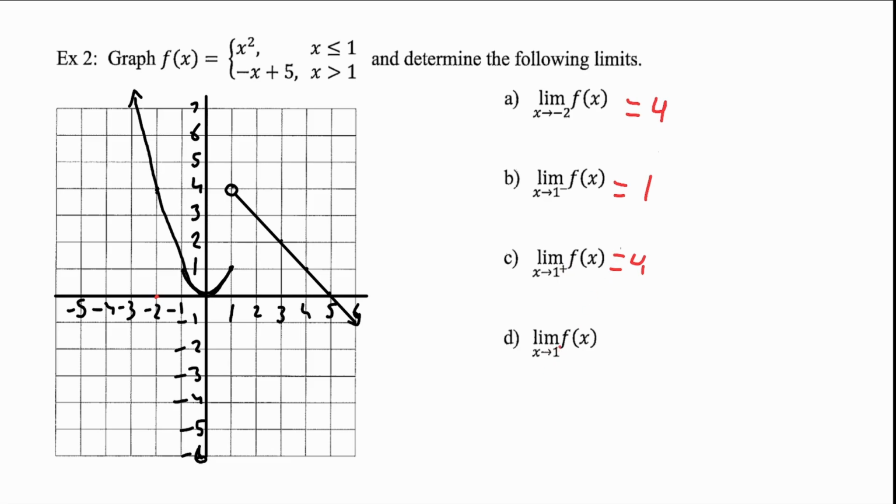Now we're asked to approach 1 from both sides. And so when we approach 1 from the right side, it's equal to 4. And when we approach 1 from the left side, it's equal to 1. And 1 is not equal to 4. So we can say the limit does not exist.